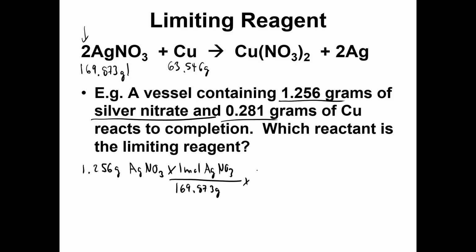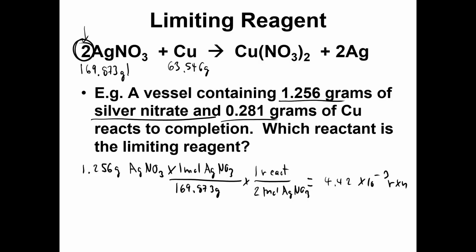Our next step would be to convert moles to moles, but I'm going to look at the moles of silver nitrate per reaction. That can also be a conversion factor. So one reaction requires 2 moles of silver nitrate, 2 moles of AgNO3. And I get 4.42 times 10 to the minus 3 reactions. I'm going to write RXN, I think.